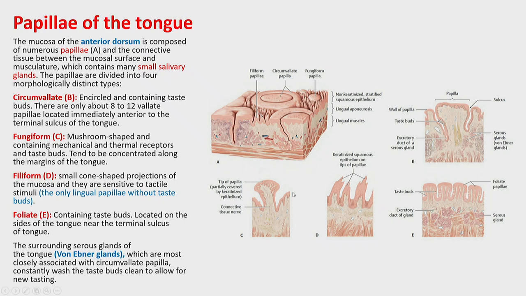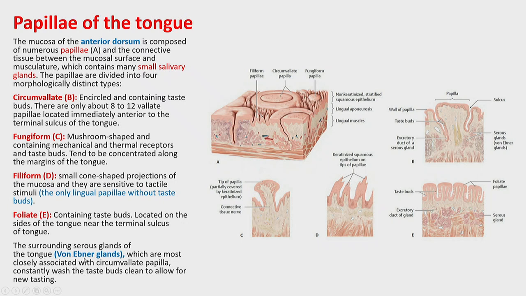The other one, as we mentioned, is the fungiform. It looks mushroom shaped, and it contains mechanical and thermal receptors and also taste buds. The filiform, we said, is a conical or thread-shaped projection that doesn't have taste buds. And the foliate is located usually near the terminal sulcus of the tongue, a little bit laterally, and it also contains taste buds.